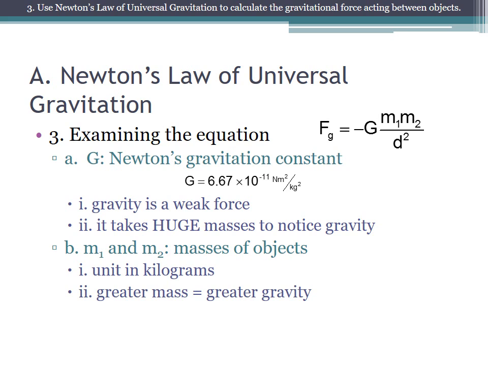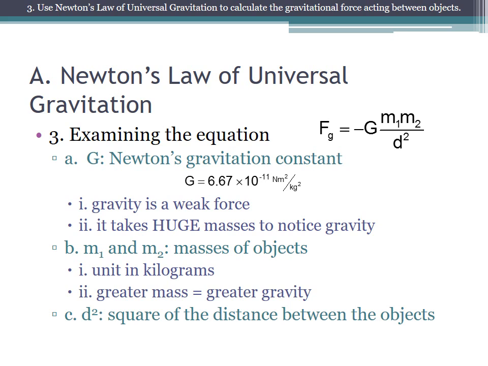So as we have already learned, greater mass means greater gravity, and we can see that in the equation. All right, the last term there in the equation, that d squared, is the square of the distance between the objects. So I'm not just dividing by the distance, I'm dividing by the square of the distance. Recall from math, when you square something, that means you multiply it by itself.